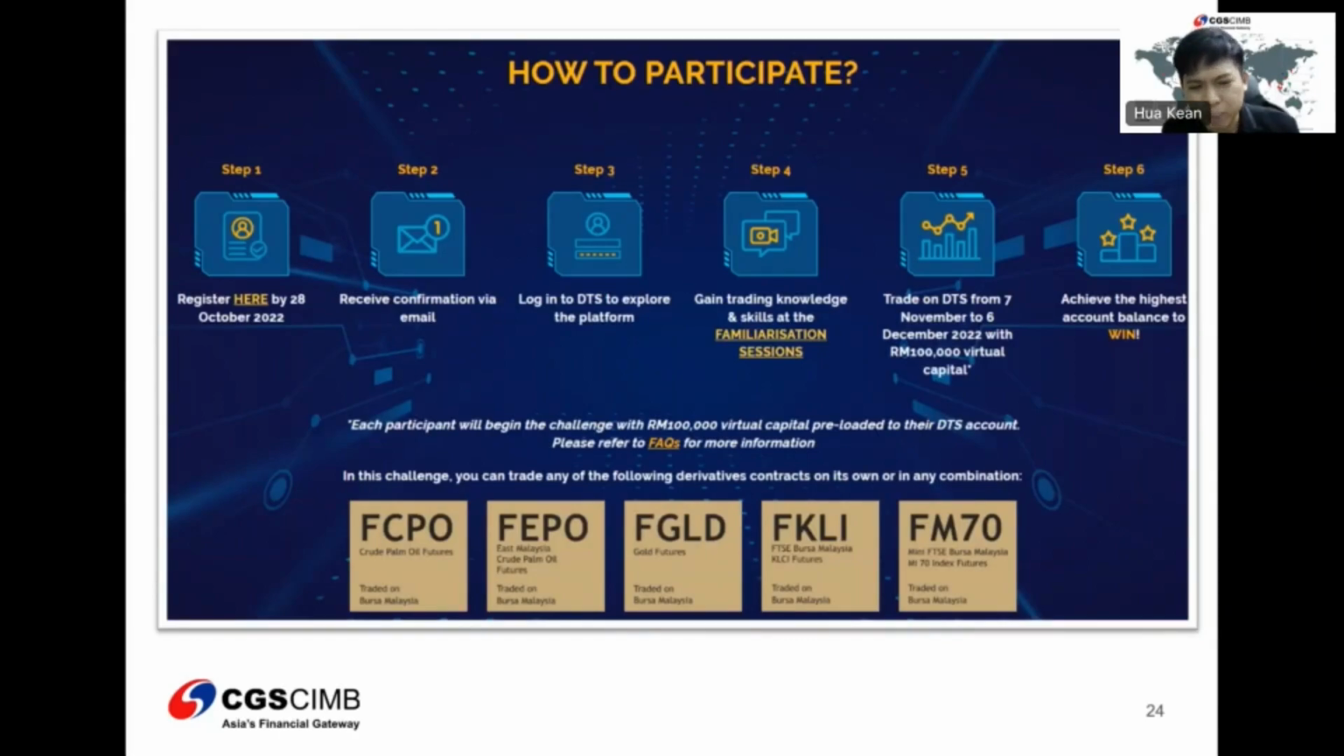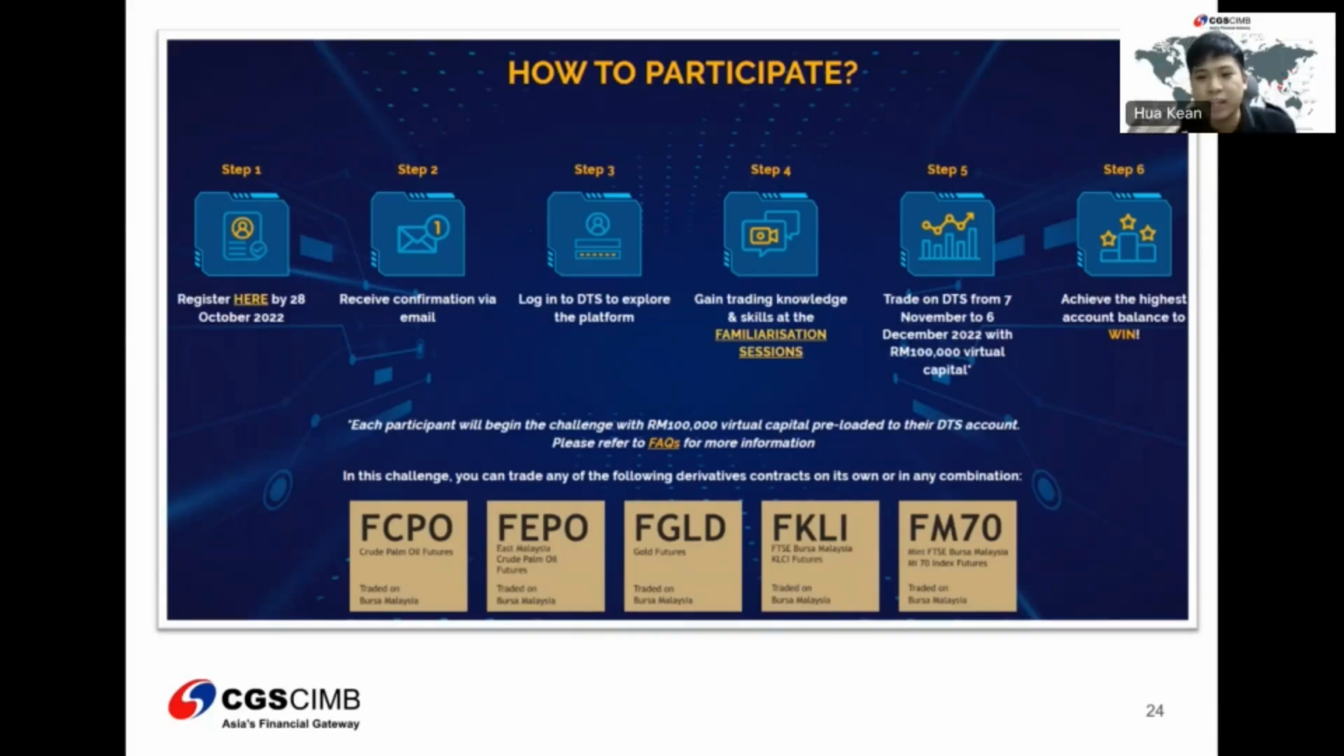You can gain knowledge by visiting the familiarization sessions. There will be a lot of sessions. If you want to visit other sessions or watch the replays, you can go to the website, click on the familiarization sessions, and you will get all the replays. Then trade on it, and you will be able to win if you achieve the highest balance by the end of the challenge.